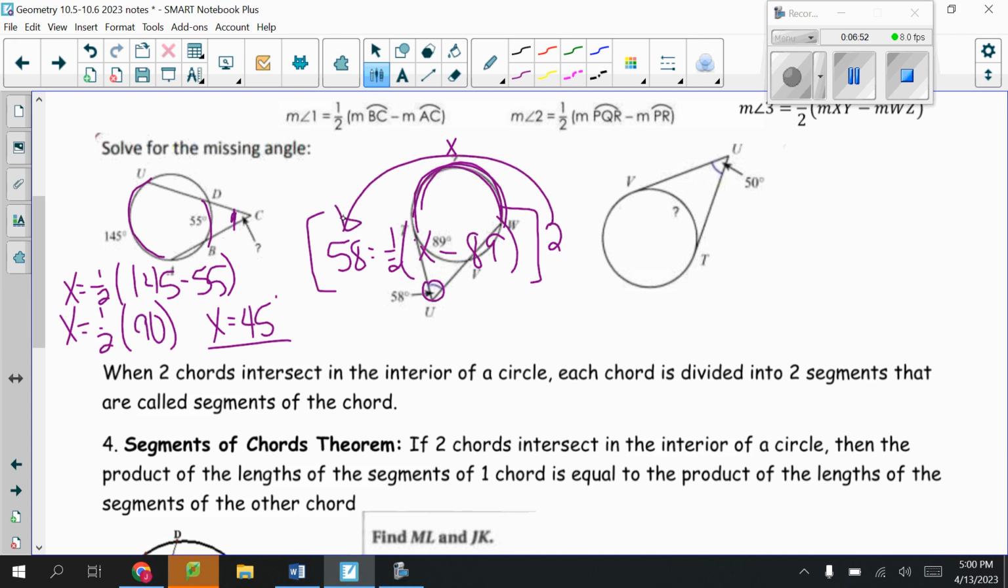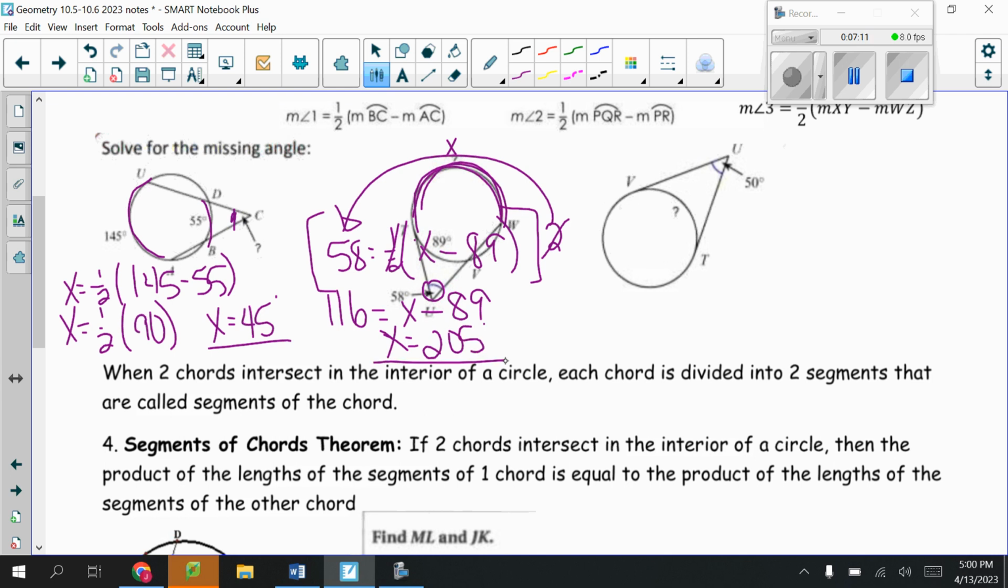So 2 times 58 gets me 116 on this side. Here my 1/2 and my 2 cancel, and I'm just left with X minus 89. So now to get X by itself, all I have to do is add 89 to both sides. So I get X is equal to 205 degrees.